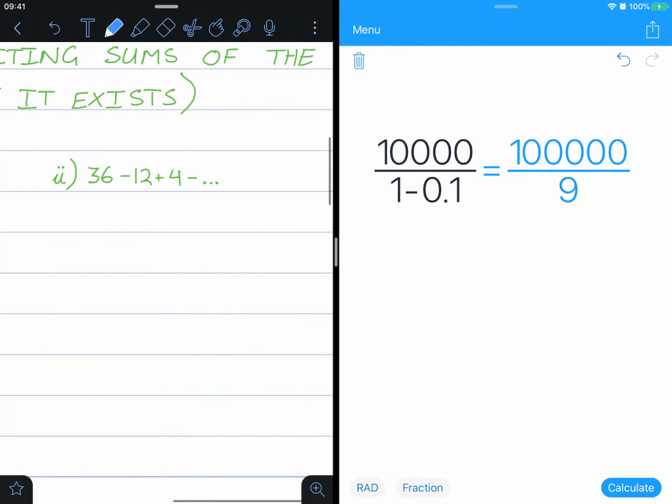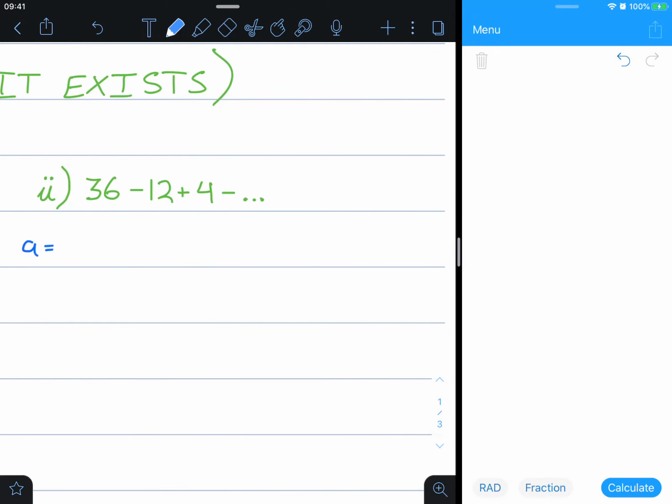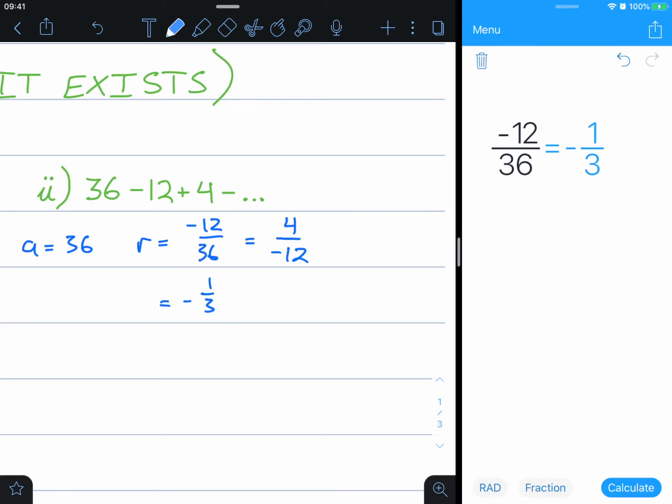Let's try it again for this. Let's leave my calculator open from now. Our first term is 36, and our ratio, negative 12 divided by 36, gives us negative 1/3. And you can always double check that it's indeed the common ratio by checking the next term, 4 divided by negative 12. We also get negative 1/3.